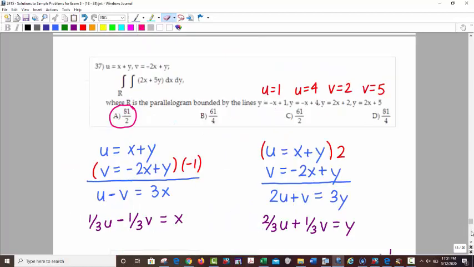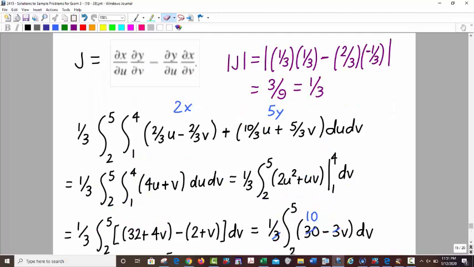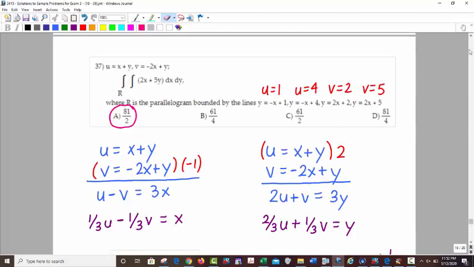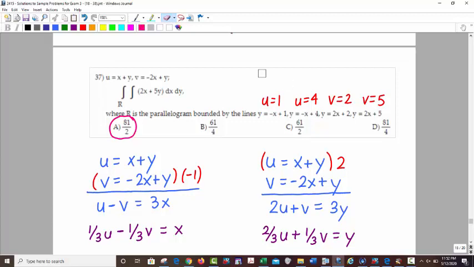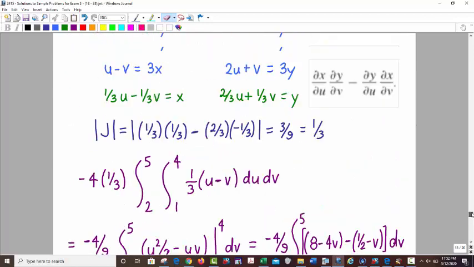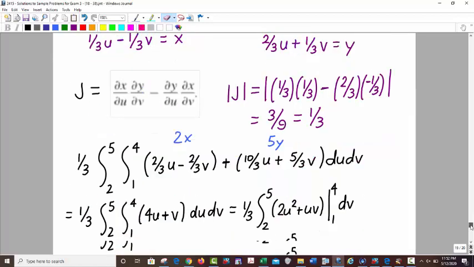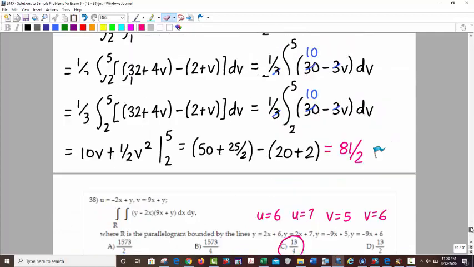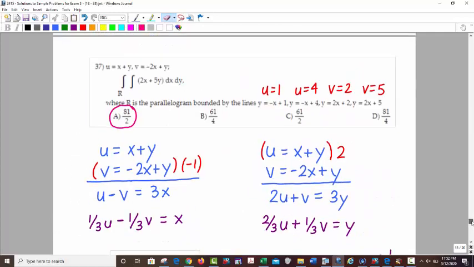Very good. Let's take a look at the next one. Looks like it's the same. That's weird. That's okay, but same u and v, isn't it? Yeah. Well, the next one will be a different one. U is going to go from 1 to 4, v is going to go from 2 to 5, and now we're integrating a different function, though.